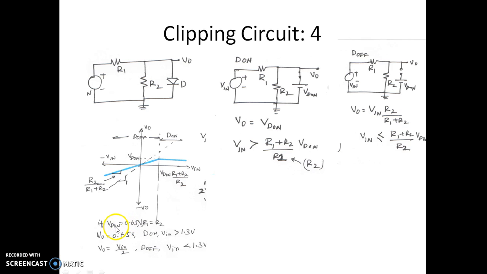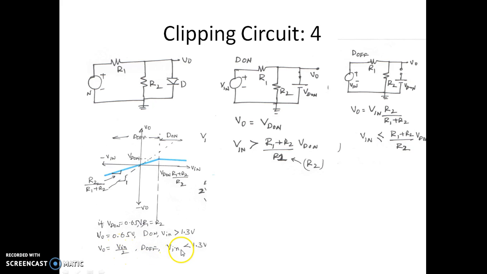Suppose VD on is 0.65 and R1 is equal to R2, then V0 is equal to 0.65. That is, V0 is equal to VD on when the diode is on. This condition occurs when the input voltage is greater than 1.3 volts, meaning when the input is more than 1.3, the diode is on and the output voltage is constant at VD on, that is 0.65. Similarly, when the diode is off, the output voltage is given by this expression, and with R1 equal to R2, the output becomes Vin by 2.